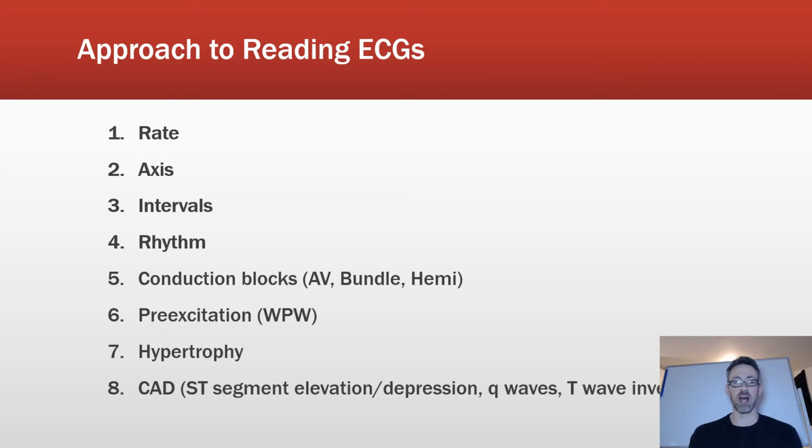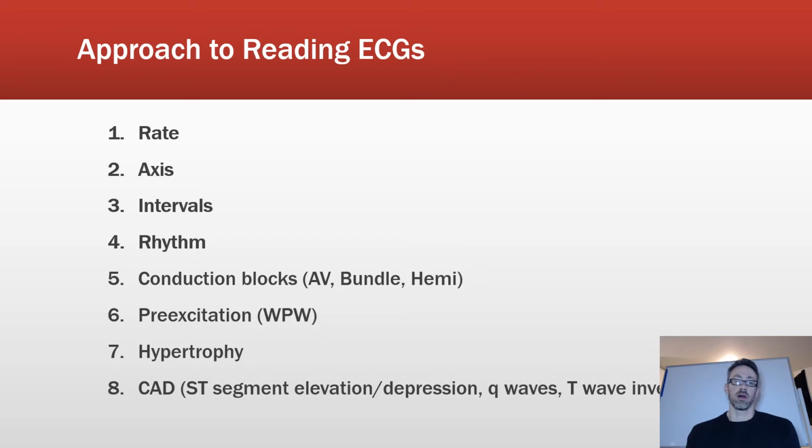So for example, number 5 is conduction blocks. You might have assessed that already when you were measuring the intervals. If you had a prolonged PR interval, then you might already be assessing it for a conduction block. But I put blocks there as a reminder, so it could be an AV block, a branch block, or a hemiblock, talking about an anterior or posterior fascicular block. If the PR interval was too short, as I mentioned before, pre-excitation like Wolff-Parkinson-White, you can look for delta waves, for example. Again, that could fall into the interval category.